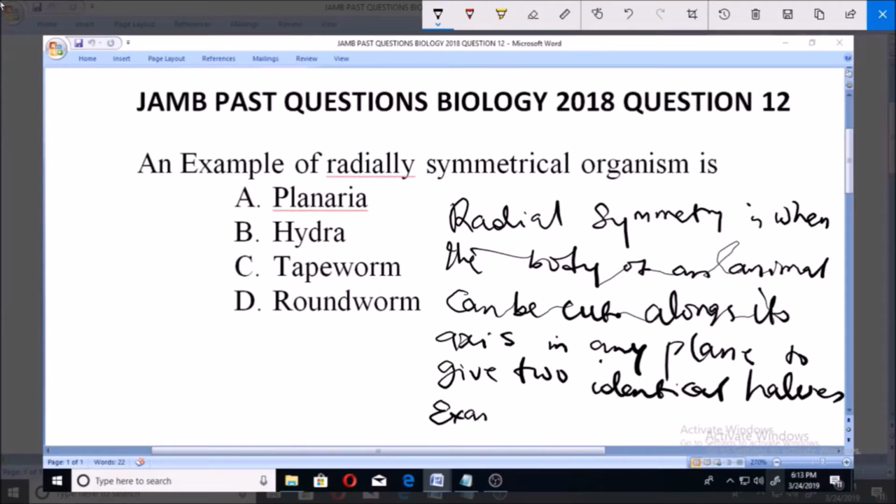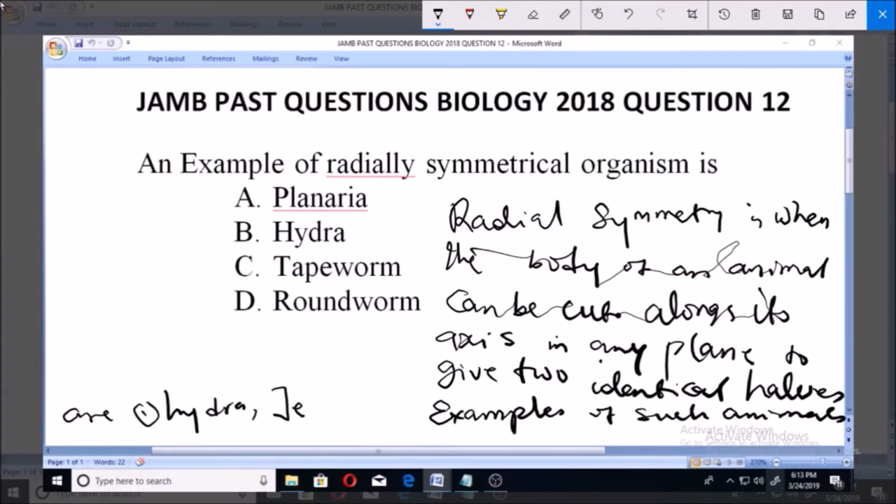So what are the examples of animals that are radially symmetric? Examples of such animals are: number 1, Hydra; number 2, jellyfish, etc. So these are the two major radially symmetrical organisms, Hydra and jellyfish. So what do you say? It's a radially symmetrical animal or organism, an organism that when its body is cut along its axis in any plane, it can give two identical halves. So Hydra is a very good example, and another one is also jellyfish.